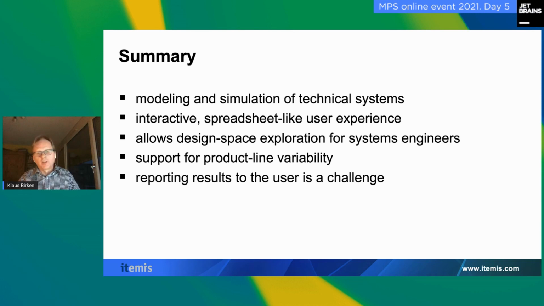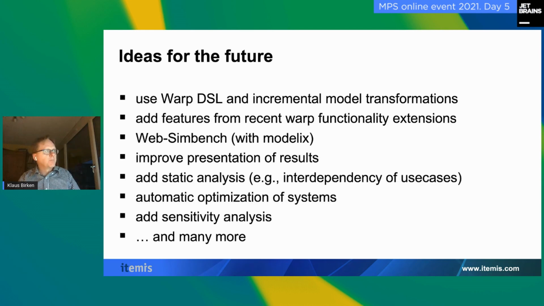I also mentioned briefly the product line variability support and also the reporting of results to the user, where we still have to do some work to do this convincingly. There's a long list of ideas for the future. The first one I mentioned already. So we want to use incremental model transformations and map it on this intermediate language to be more flexible. And also there are some functionality extensions of the warp simulator which are not supported by the Simbench yet. And obviously, system engineers also would like to work in the browser, and so ModelX would be a good example for prototyping with ModelX.